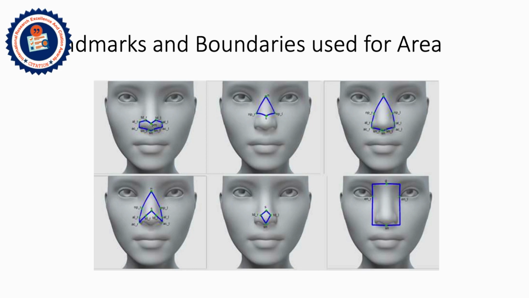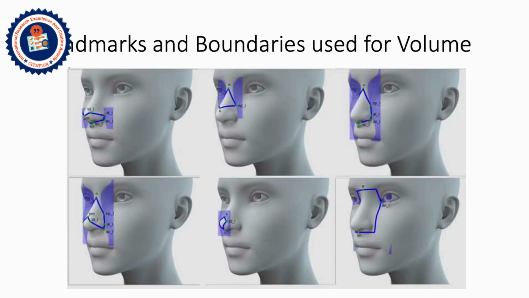For example, on the upper row left side, we have the alar base shown with the tip defining points, alar base junction areas, and the columellar breakpoint, and so on. And the same landmarks and boundaries were used for volume. However, this time we were measuring in cubic millimeters.